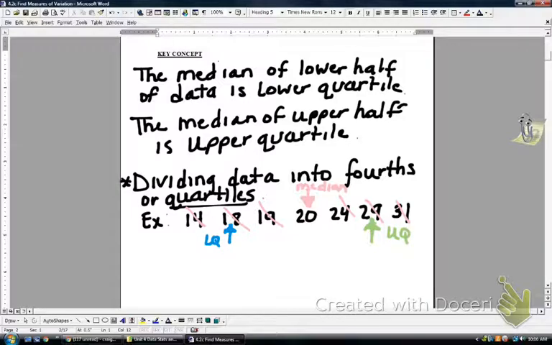And so then if you look, your data is divided into fourths. Like you have this part right here, then this part.